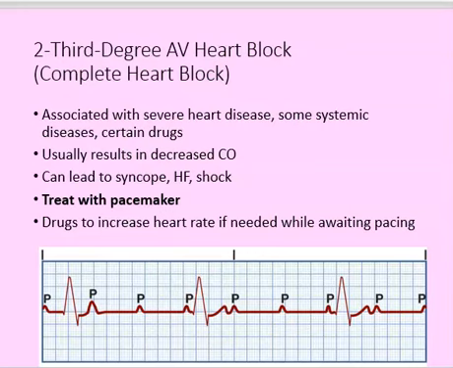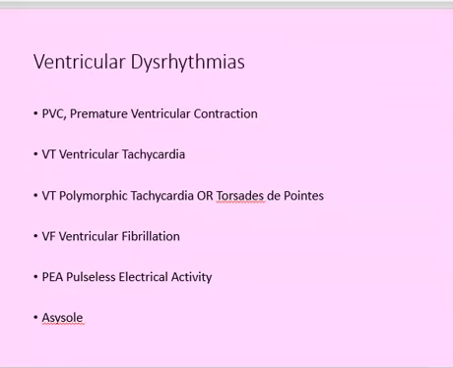What are we going to do? Well, we're going to treat them with a pacemaker. We will probably be giving them some drugs to increase the heart rate while we're waiting for the pacing to kick in because it doesn't happen spontaneously. So what would be the drug? Yeah, you guessed it, atropine. Now this can be a life-threatening emergency, so get on it.